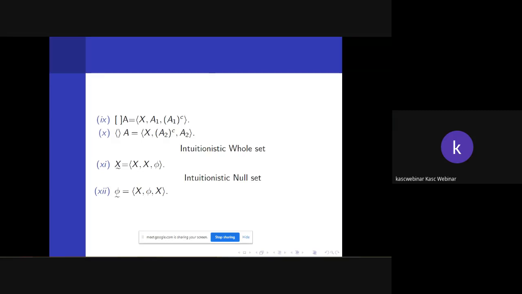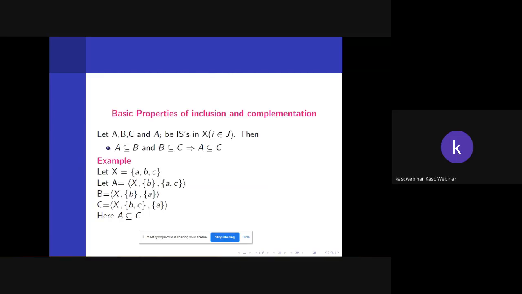So the necessity operator: if the non-member is the complement of the member, you denote it with the necessity operator. And the possibility operator, the angle bracket: if the member is the complement of the non-member, you denote it so. You also have operations, so you can take the possibility operator with the necessity operator. Union of, intersection, union of. Similarly, you can apply those operators. The intuitionistic whole set, as I told you before, is not as usual. X, phi is the whole set, and phi, X is the intuitionistic null set.